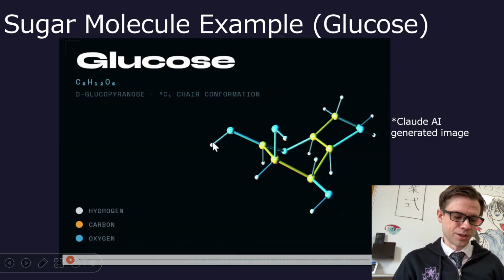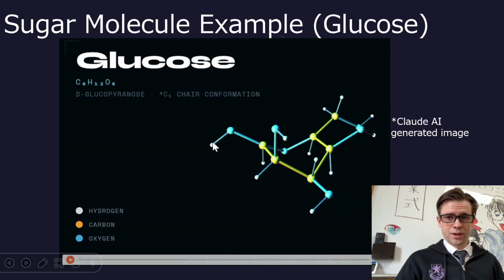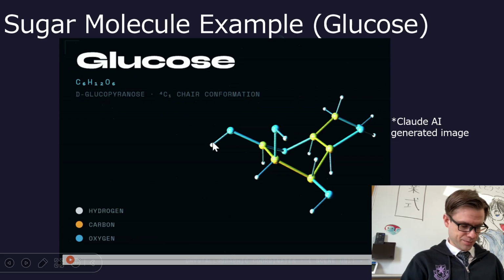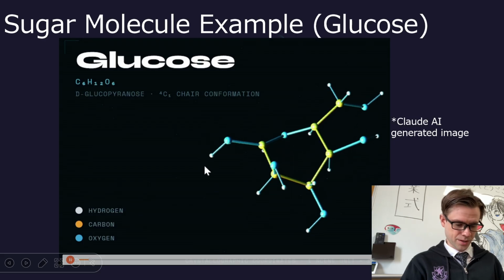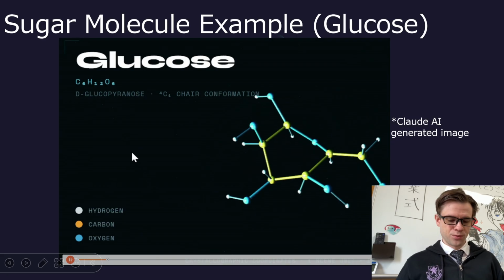Okay, I just want to focus on glucose for a second. As I said, it's one of the most widely used examples of an organic molecule because it is the fuel of most living organisms, but it's a good example of what I've talked about. You've got chains, branches, rings in this C6H12O6. So these little white balls are hydrogen, yellowish ones are carbon, blue are oxygen. And it has a main ring structure in the middle.